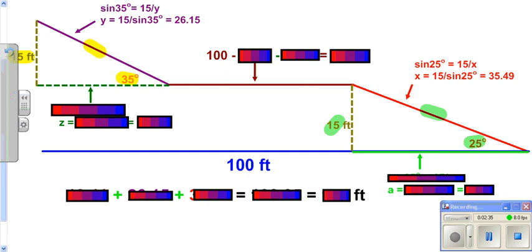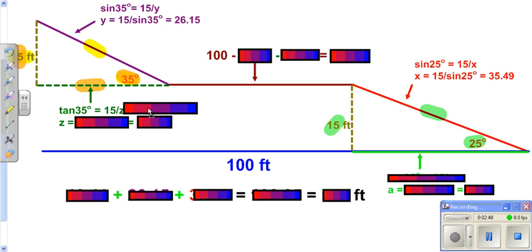Well, when you're over here on the left side, we have our 15, we have our angle, and we have this side here. Well, that's opposite and adjacent, so that's tangent. So we'll go tangent of our angle equals our opposite side over our adjacent side. Solving that for z, we get this, and we get 21.42.